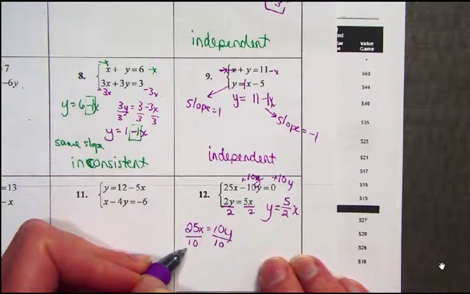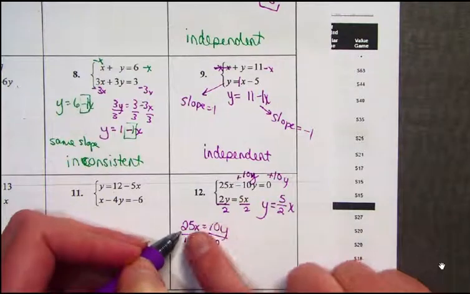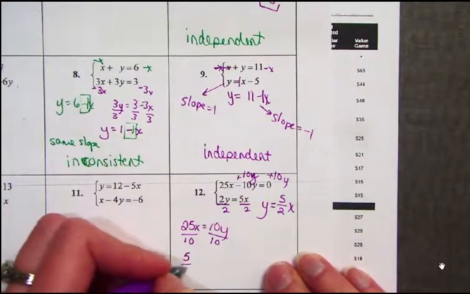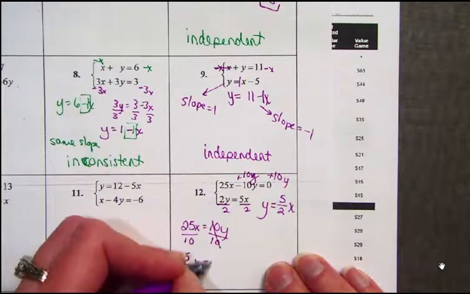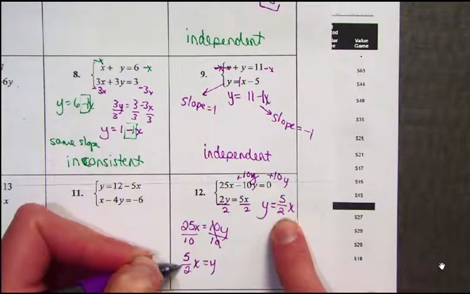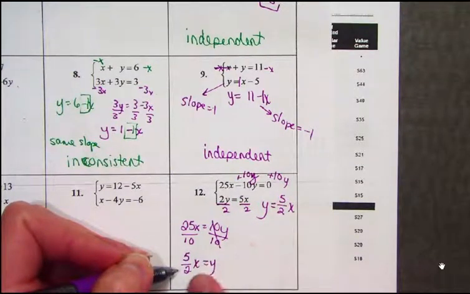25 divided by 10, well, I can put that as a fraction in lowest terms. Looks like 5 is divisible by each of those numbers. The 10s cancel out. And check it out. We have a line where each of the two slopes are exactly the same. The number in front is the same.